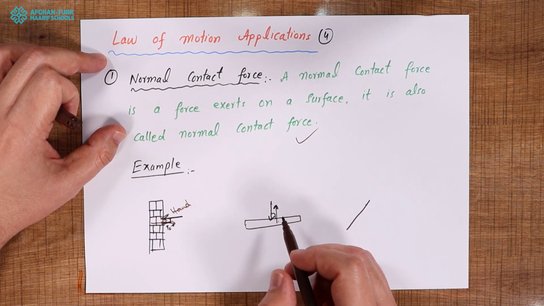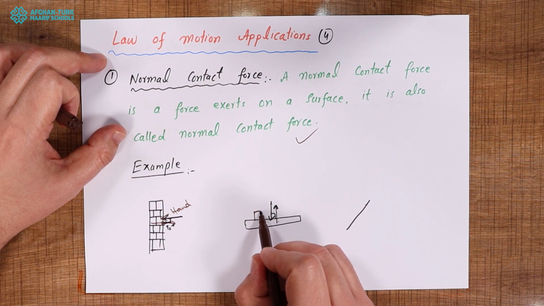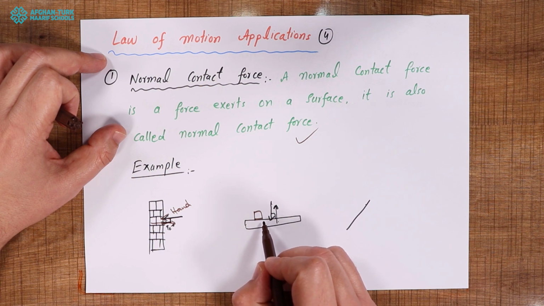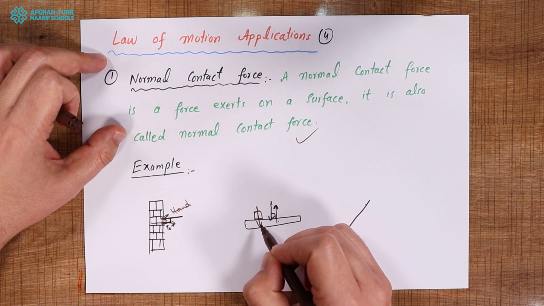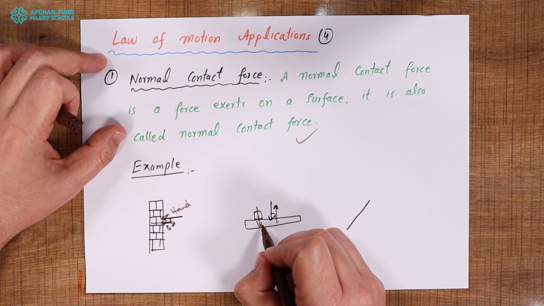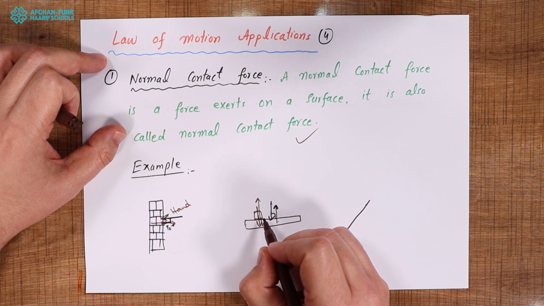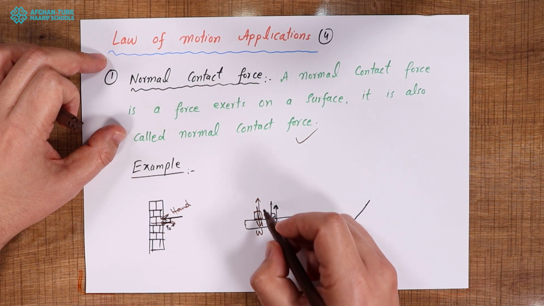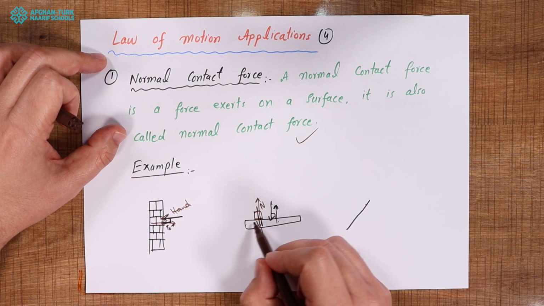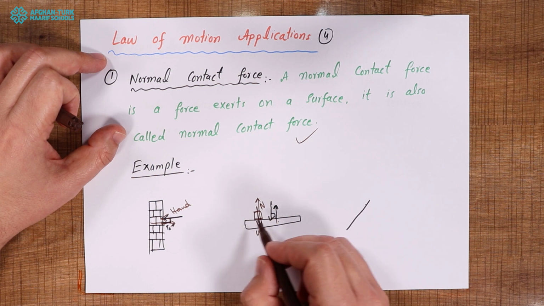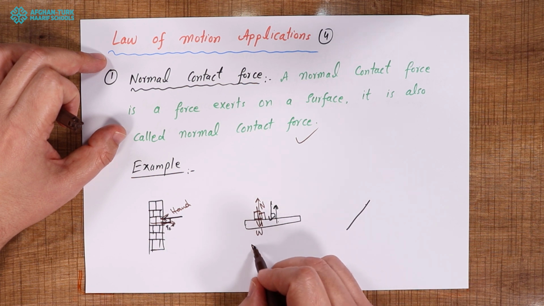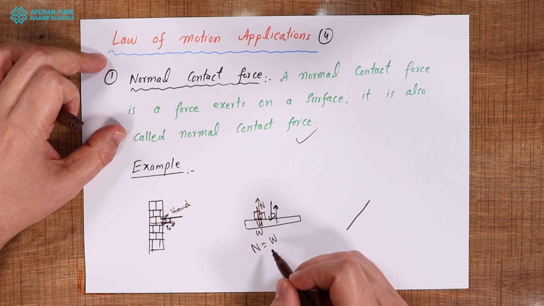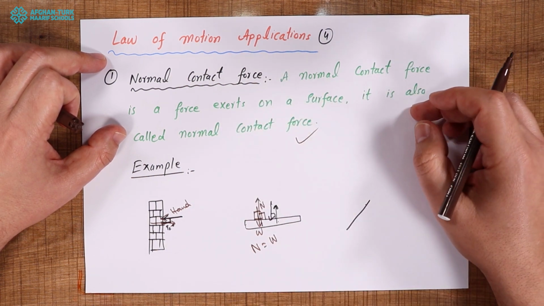Here is another example. Let's suppose there is an object placed on a surface, like this table. The object has some weight on the surface of the table, so the surface of the table also applies a force on the object. This is weight and this is the normal force, and both are in contact with each other. The normal force is always perpendicular to the surface of the object. And in this case we say the normal force is equal to the weight. So this is called normal force or normal contact force.